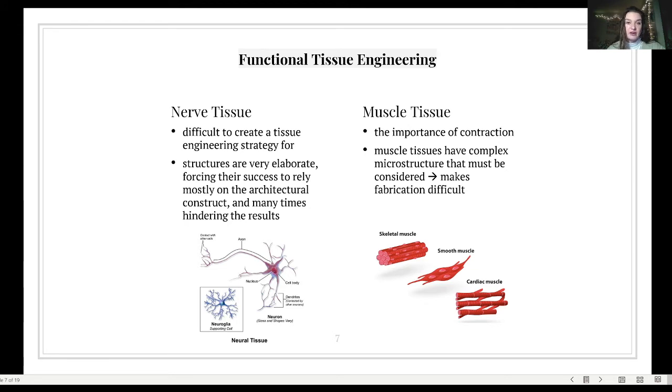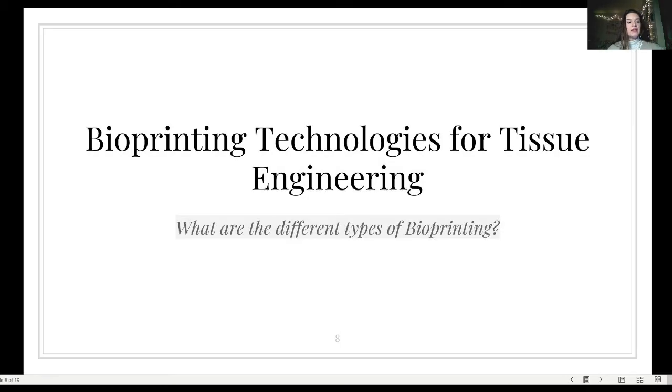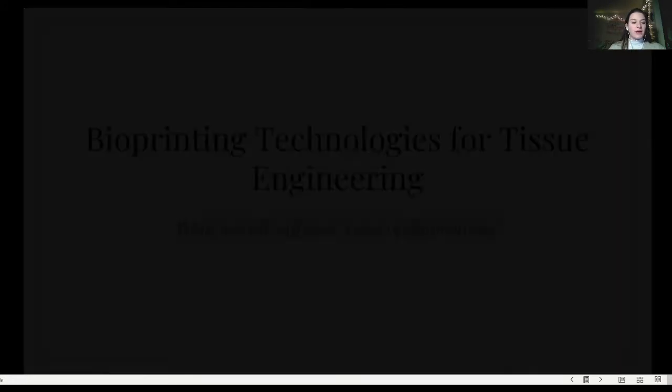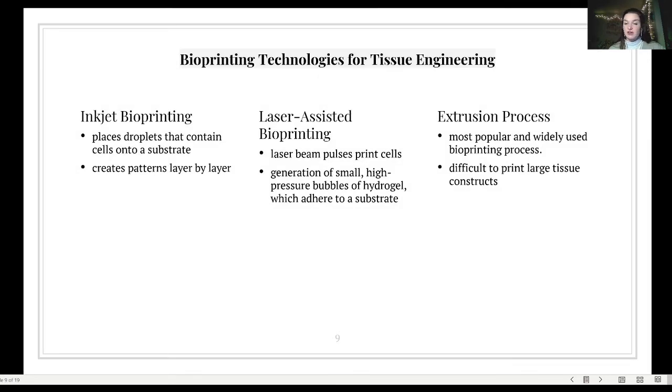The next section is entitled Bioprinting Technologies for Tissue Engineering and answers the question, what are the different types of bioprinting? Bioprinting is a process that allows the fabrication of tissue structures and scaffolds by allowing a direct spatial arrangement of various cells and materials using a material called bioink. The first method of bioprinting is called inkjet bioprinting, which uses a method of placing droplets that contain cells onto a substrate, therefore creating patterns layer by layer.